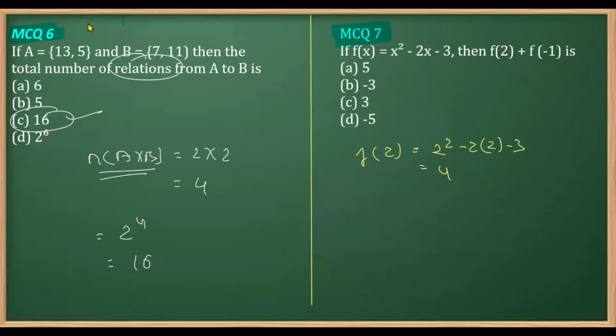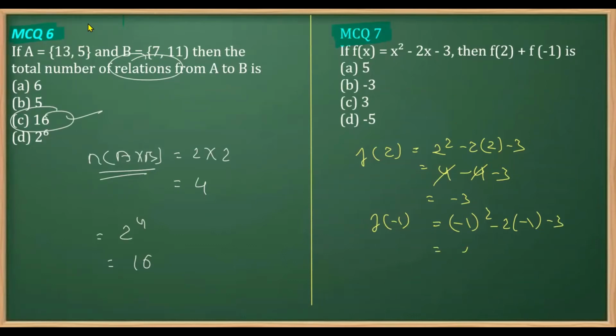So 2 square is what? 4 minus 4 minus 3. This gets cancelled and we get this as minus 3. Now similarly, I'm going to get f of minus 1. This time I'll be replacing x with minus 1. So it's going to be minus 1 square minus 2 times minus 1 and minus 3.